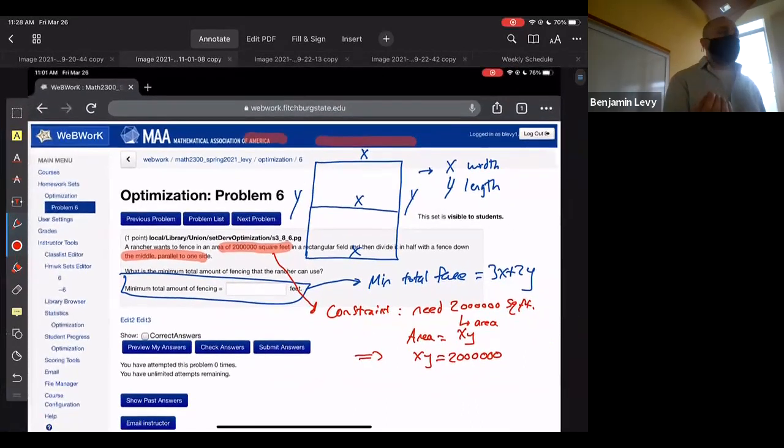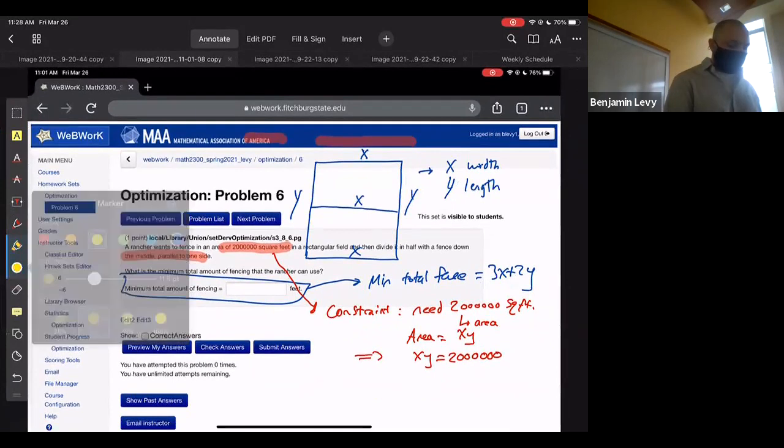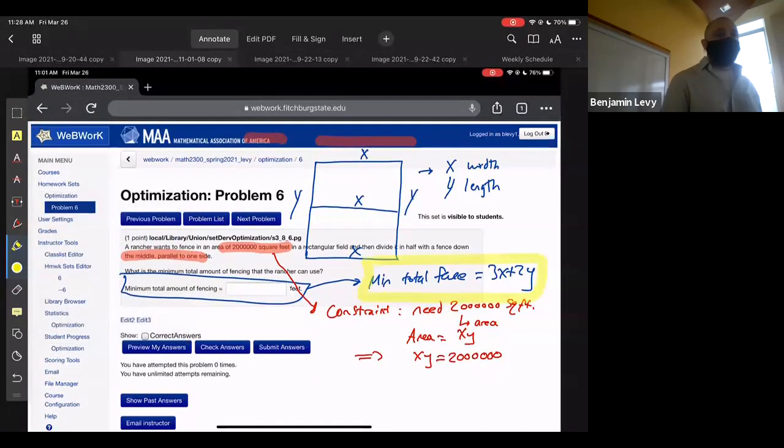Right, the constraint is how we get rid of the variable that we don't want to be dealing with. Because currently, if we were going to try to find the minimum of this fencing equation, it's got an X and a Y. We don't know how to differentiate things with X's and Y's. So we use this relationship to get rid of one of those variables. Remember how that worked in those examples? Just to kind of flash back to the notes.